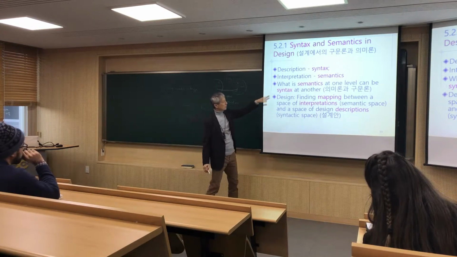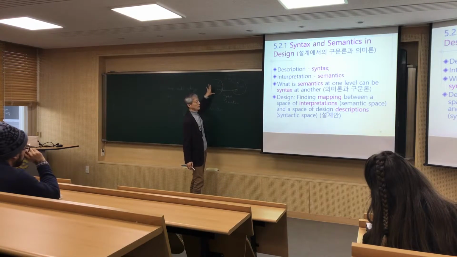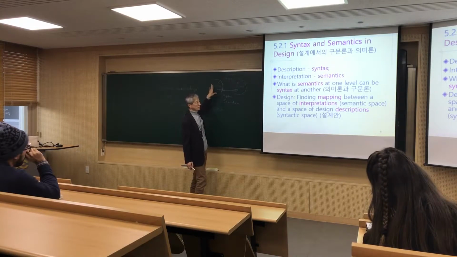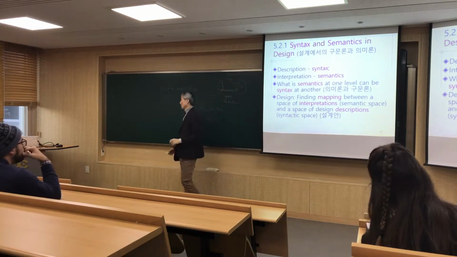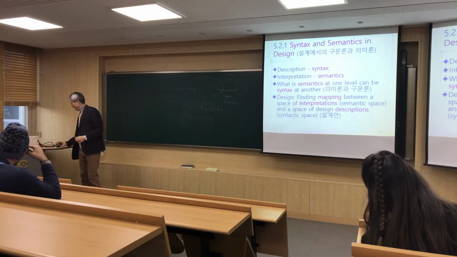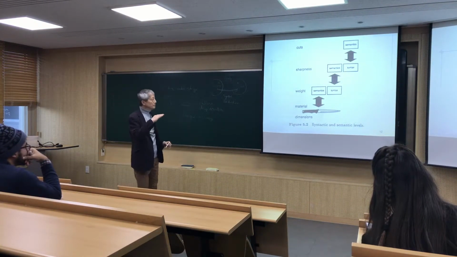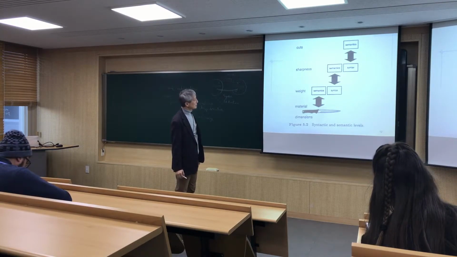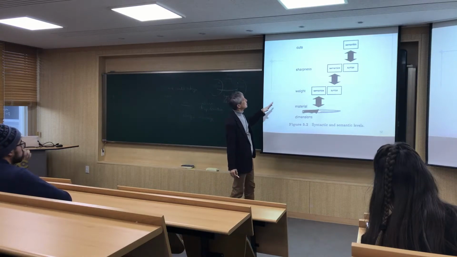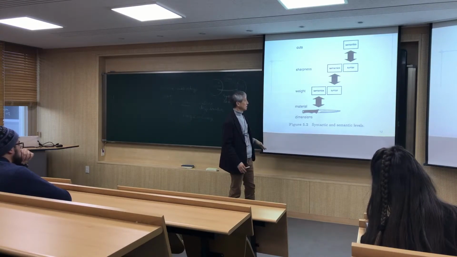So design is trying to find the mapping between two spaces. One space for interpretation, meanings, semantics space, and the space of descriptions or syntactic space. And they are showing levels here, where we can start. I don't know which one is general or specific, but I cannot see any hierarchical levels.